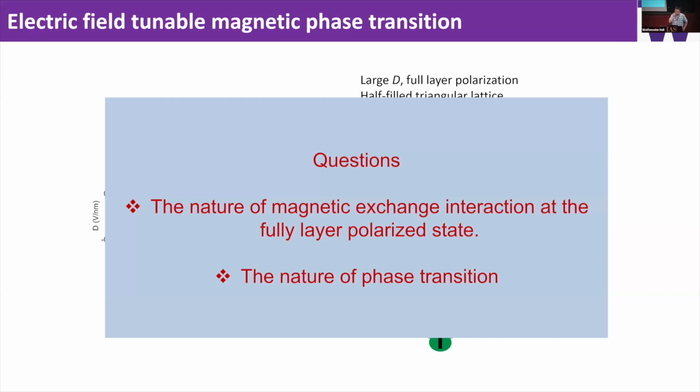So the question still remains, right? I just gave you a hand-waving picture in the triangle lattice. You have this 120-degree Néel order. What's really the nature of these magnetic exchange interactions in this four-layer polarized state? And then during the electric field tuning of these magnetic phase transitions, what's the nature of these phase transitions?